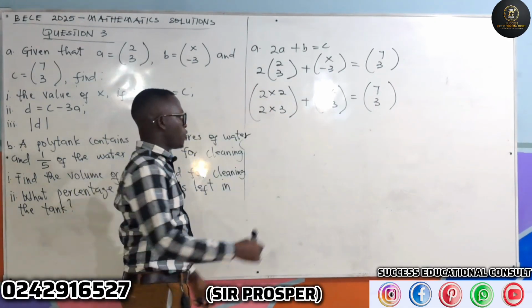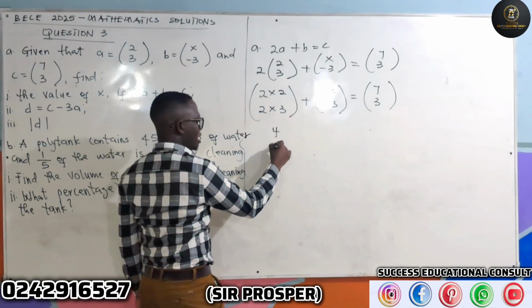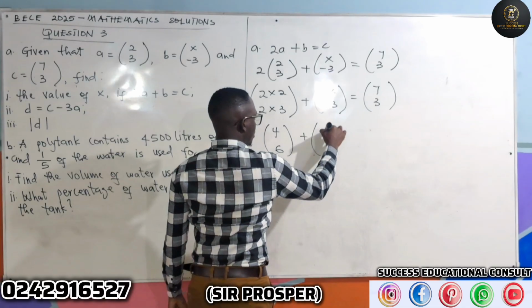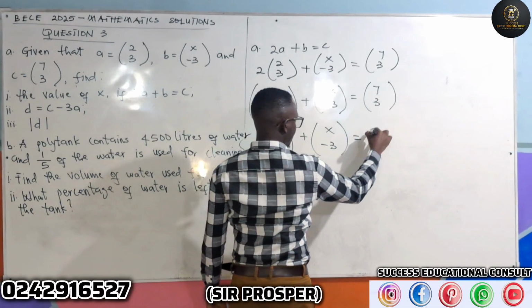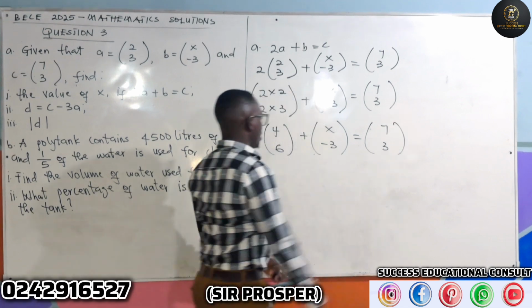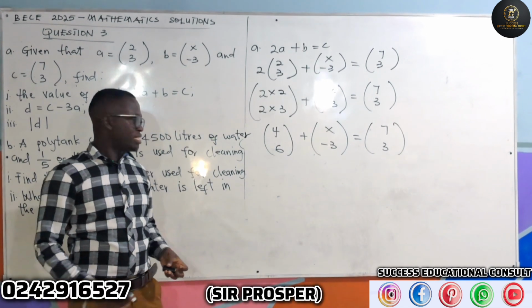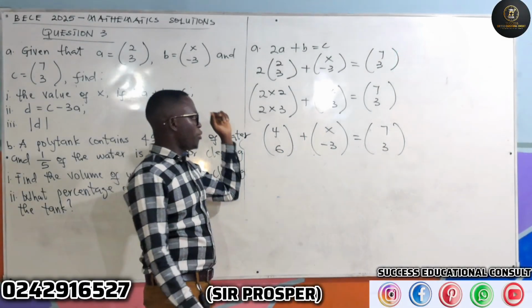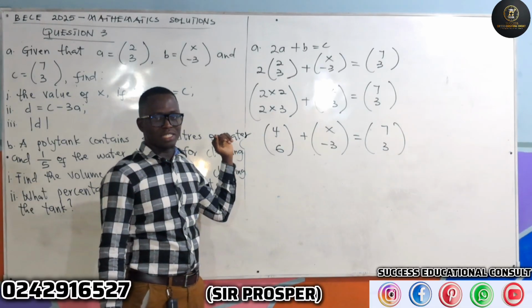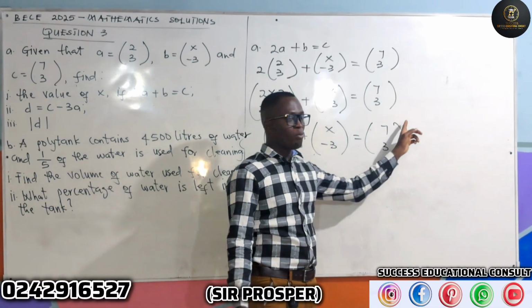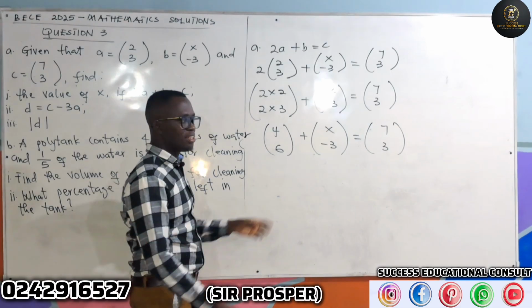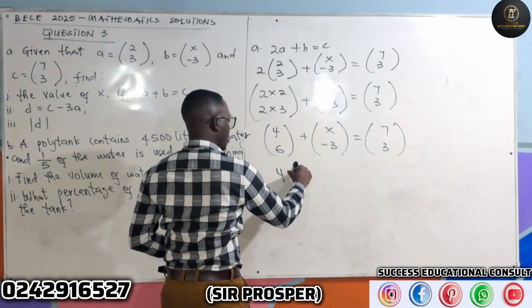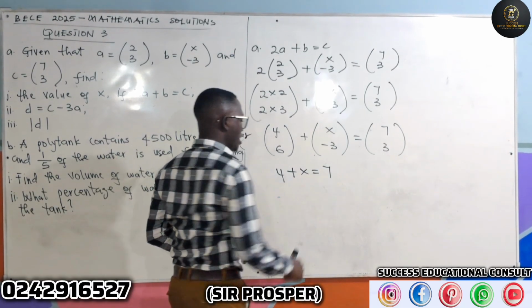So 2 times 2 gives us 4. 2 times 3 gives us 6. So these are the new components of the expression 2a. After this, we equate corresponding components. When we say corresponding components, we have x components and y components. So we equate all the x components so we can find the value of x. So for the x components, we have 4 plus x equal to 7.